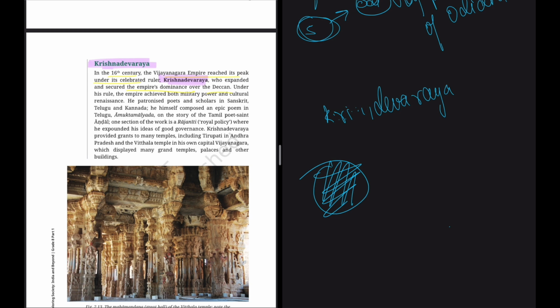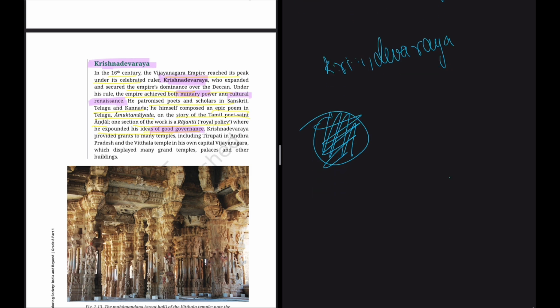Under his rule, the empire achieved both military power and cultural renaissance. So under his rule, it grew culturally as well. He patronized poets and scholars in Sanskrit, Telugu, and Kannada, and he himself composed an epic poem in Telugu, Amuktamalyada, on the story of the Tamil poet Saint Andal. One section of the work is Rajaniti, the royal policy, where he expounded his ideas on good governance.